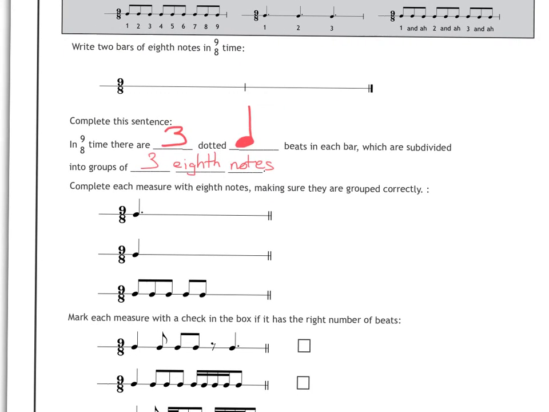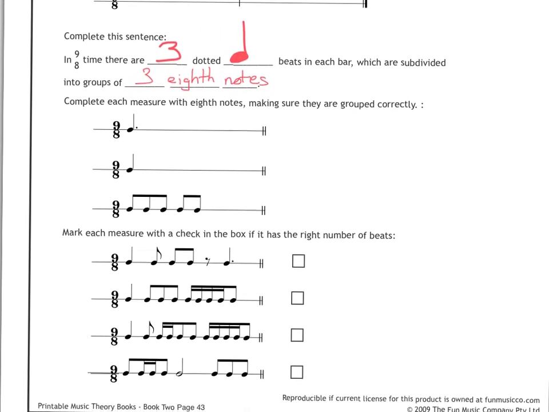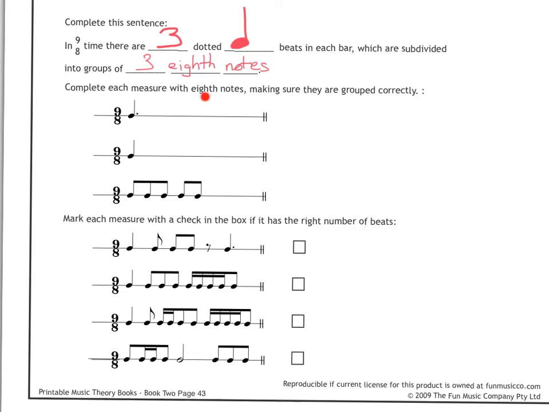All right. So real quick, finish off this worksheet using some of these rhythmic exercises. Complete each measure with eighth notes, making sure they are grouped correctly, and mark each measure with a checkbox if it has the right number of beats. So compare the time signature with the rhythms in the bar. Do they match? Yes. Do they not match? X. All right. Finish that real quick, and we'll go right on into page 44. Pause the video now, finish this worksheet, and we'll carry on.